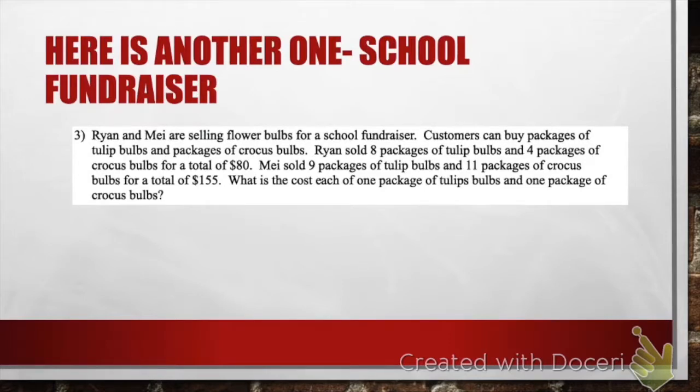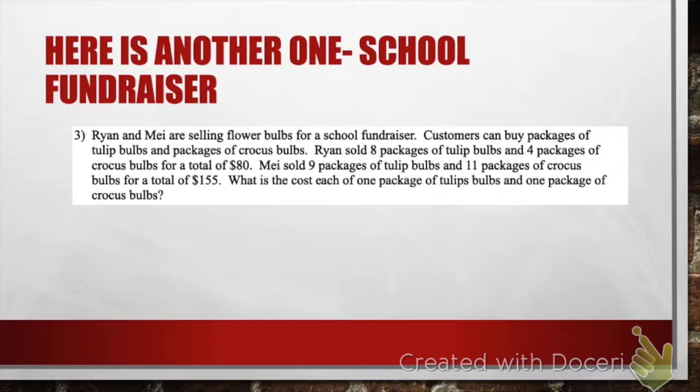So, we need to figure out what our variable is. Our variable is for the tulips and the crocus because that's what the question asks. We have Ryan and May, and we have a Ryan equation and a May equation, but our variables are the tulip bulbs and the crocus bulbs.